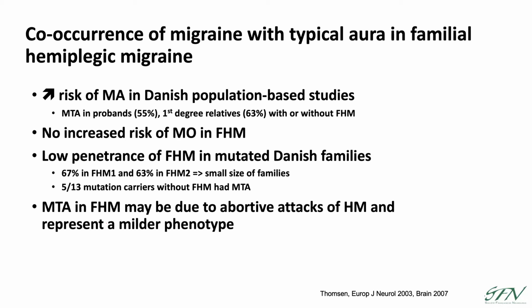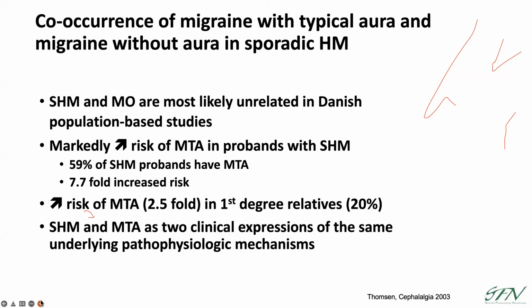So really, people who are affected by hemiplegic migraine and by the mutations in the causative genes have an increased sensitivity to cortical spreading depression. They are at risk of having severe hemiplegic migraine attacks, but they do not have more migraine without aura than the general population. This is also the case in patients with sporadic hemiplegic migraine. There is a marked increased risk of migraine with typical aura in probands with sporadic hemiplegic migraine, and also in their relatives, but not of migraine without aura.